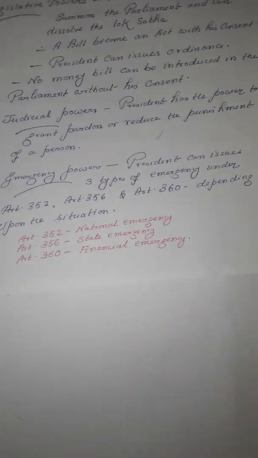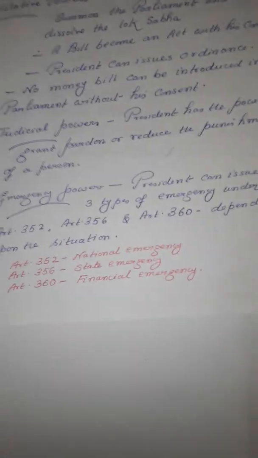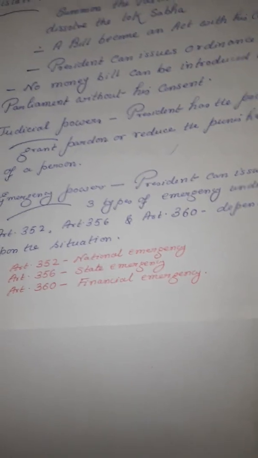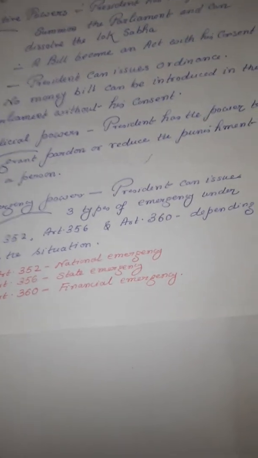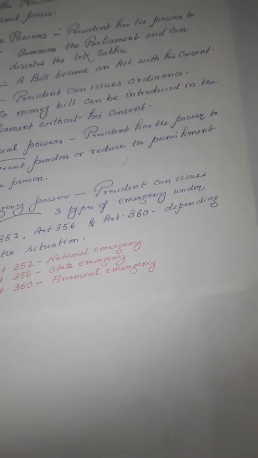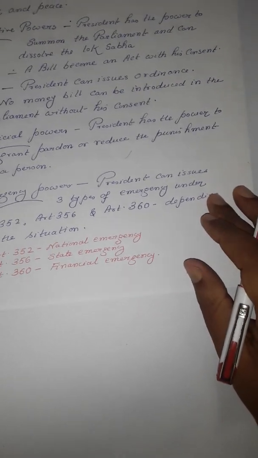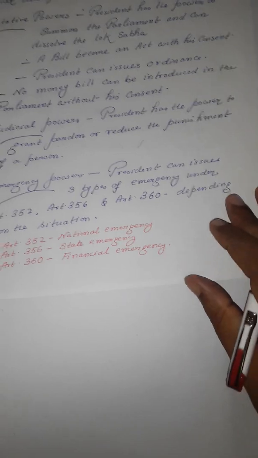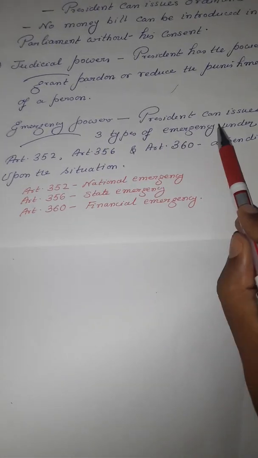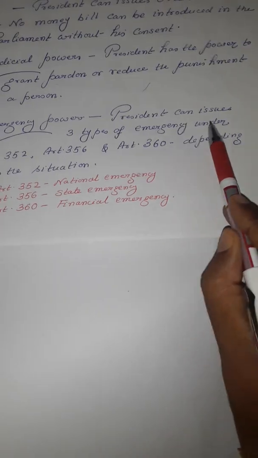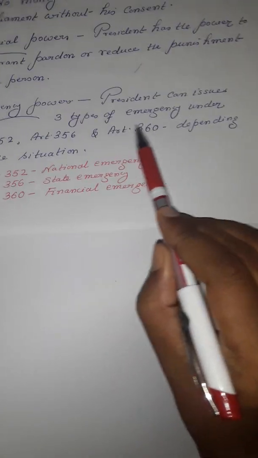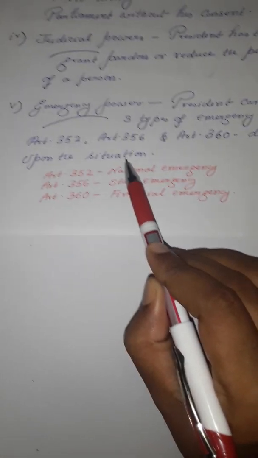Okay, suppose the Supreme Court had ordered any person to be hanged. Now, the president can reduce his punishment or minimize his tenure of imprisonment. Next one is emergency power. The president can issue three types of emergency under Article 352, 356, and Article 360, depending upon the situations.